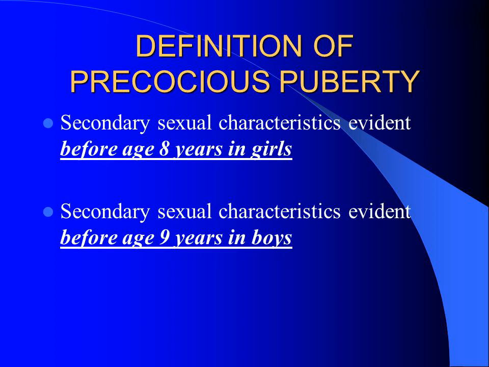Definition of precocious puberty. Secondary sexual characteristics before age 8 years in girls, and before age 9 years in boys.